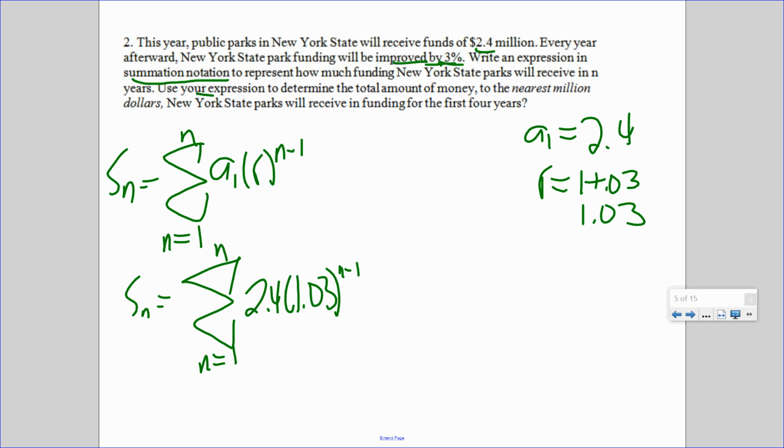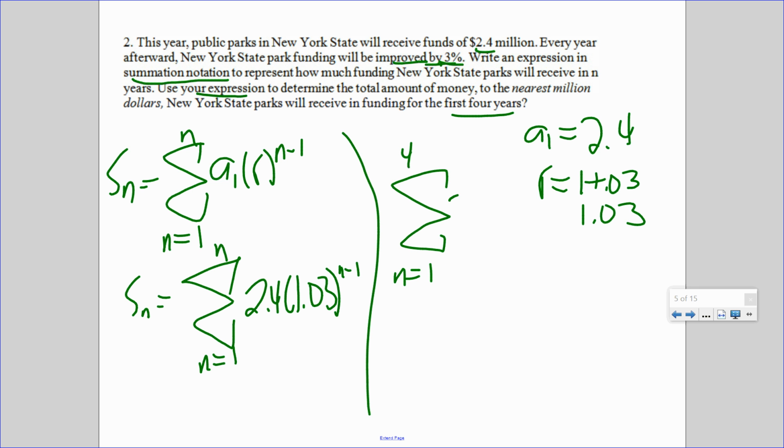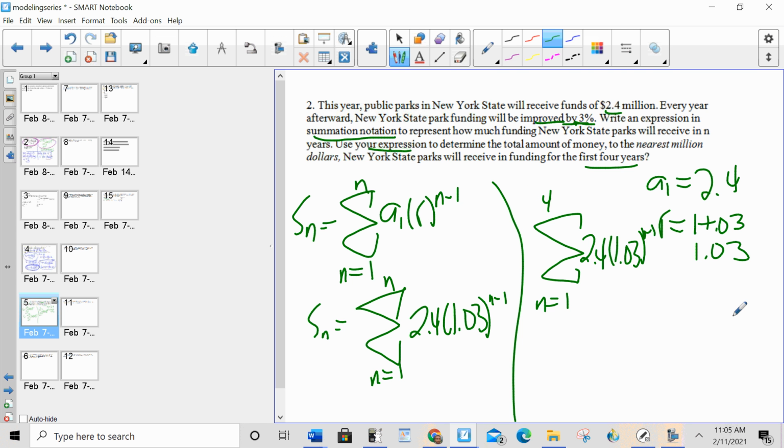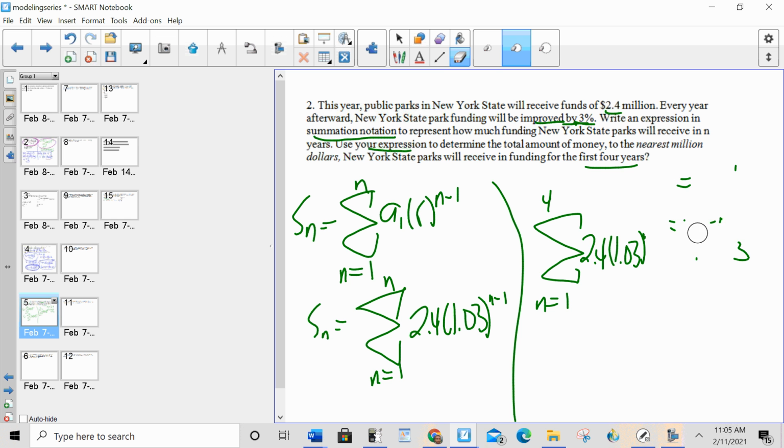Using your expression, determine how much money they'll have after 4 years. So n equals 1 to 4, 2.4 times 1.03 to the n minus 1. Let me just erase this, it's kind of getting in the way.